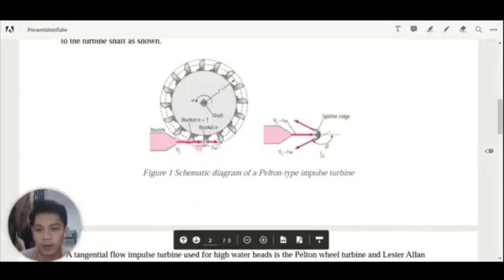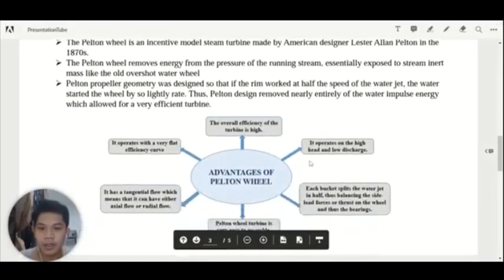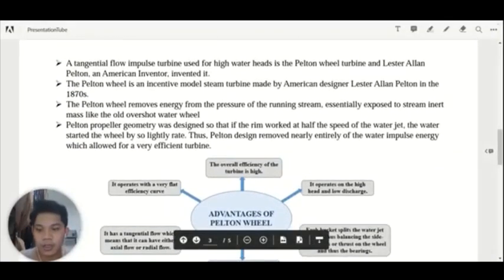This first figure shows the schematic diagram of a Pelton type impulse turbine. And this explanation actually explains the history of the Pelton wheel.